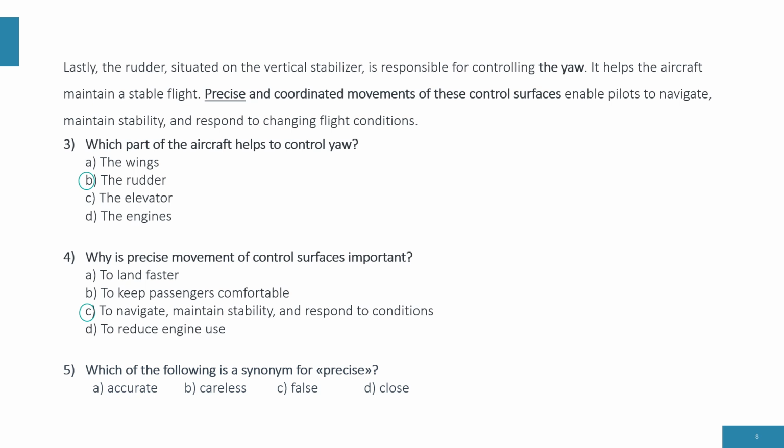Which of the following is a synonym for precise? Precise and coordinated movements. Precise means accurate. Okay. Studying vocabulary is very important for you to understand text better and more easily. Okay, good job.